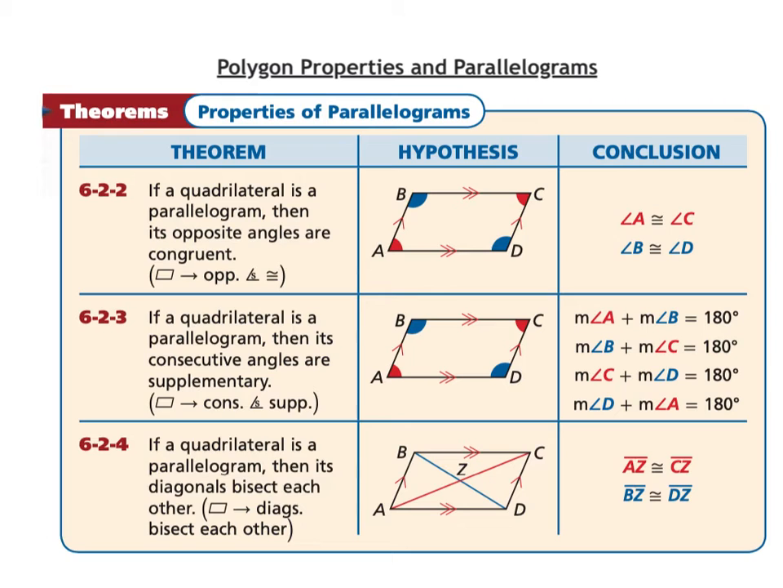Next property. If a quadrilateral is a parallelogram, then its opposite angles are congruent. So angle A is congruent to angle C. They're marked in the picture. And angle B is congruent to angle D. Opposite sides are parallel, opposite sides are congruent, and opposite angles are congruent.